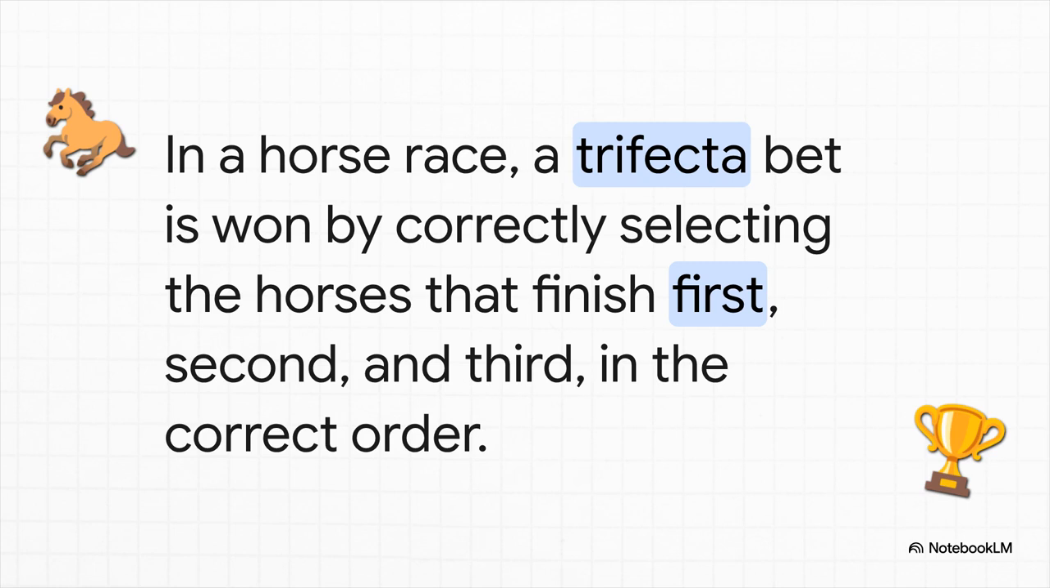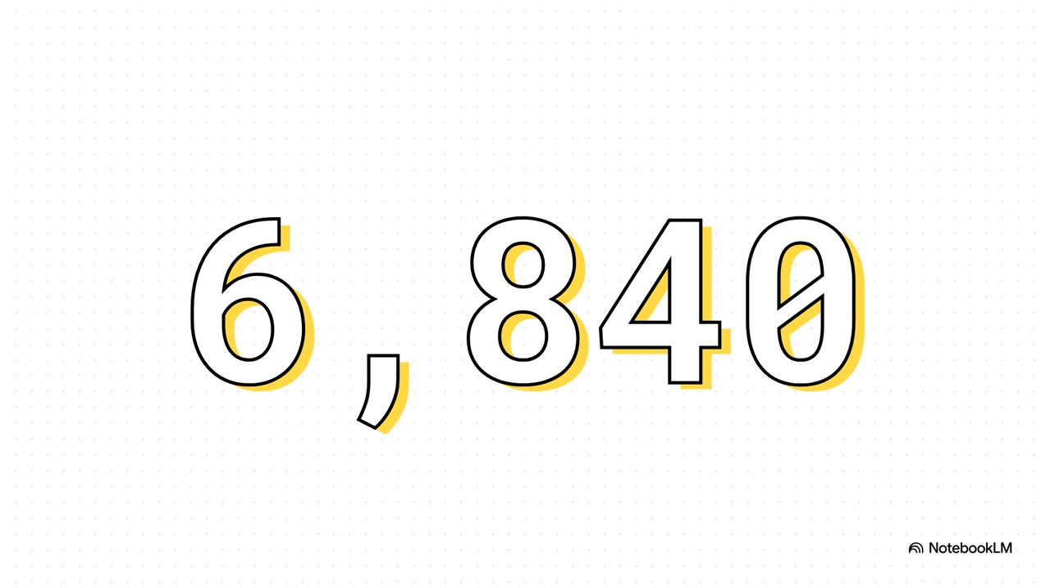Let's say there are 20 horses running. That's our N. You're trying to pick the top 3 finishers in the exact order they cross the finish line. So R is 3. Here, the order, first, second, third, is everything. If you get the horses right but the order wrong, you lose. So when you plug those numbers into our permutation formula, you find out there are 6,840 different possible trifecta outcomes. That means if you just randomly pick 3 horses, your odds of winning are only 1 in 6,840.